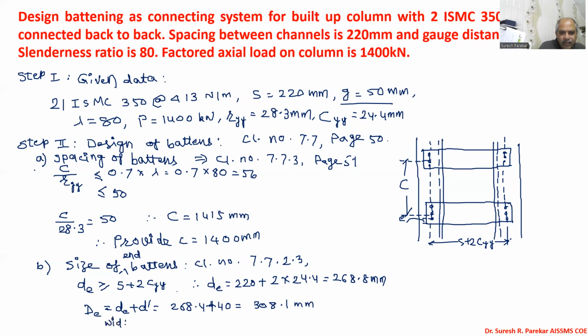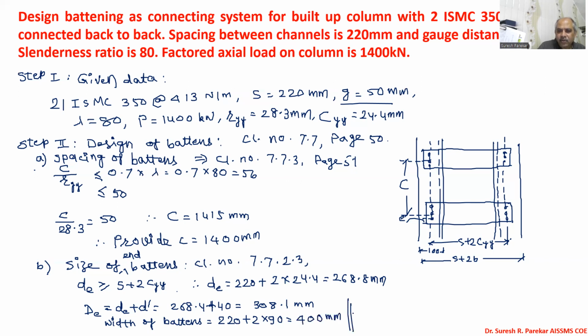Then we have the width of battens. We have this distance 100, so we cannot go beyond this. That is S plus 2B, where B is the width of each channel. Then we will keep some less than this. Let us take 220 plus 2 into 90, so 180, 200, 400 mm.